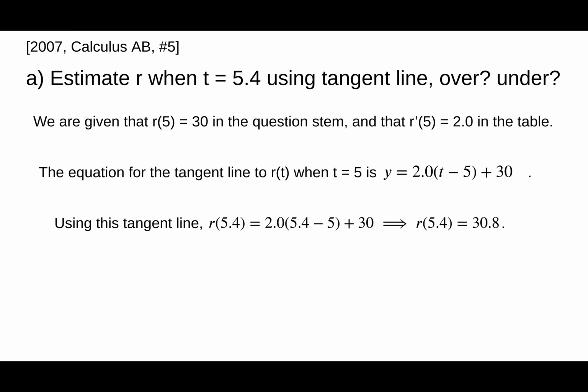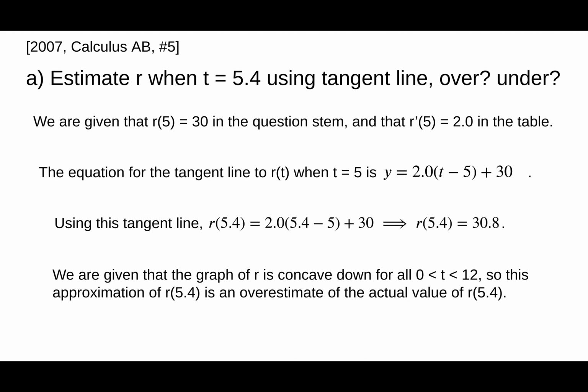Next, we have to address whether or not this is an overestimate or an underestimate. Because we are given that the graph of r is concave down for all values of t between 0 and 12, this approximation of r of 5.4 would be an overestimate of the actual value of r of 5.4.